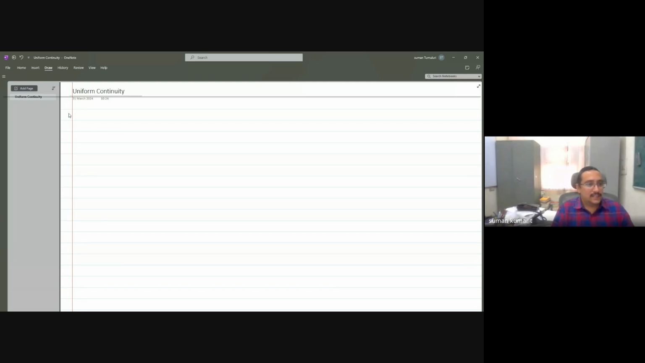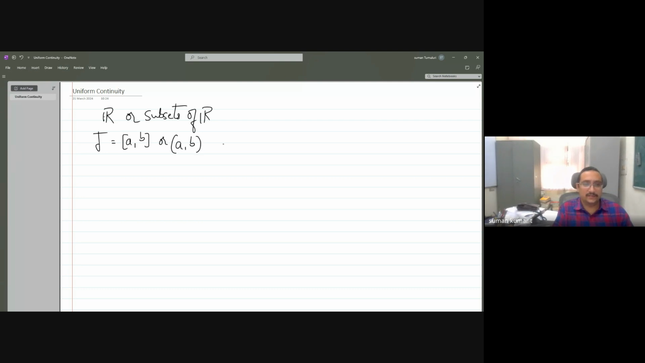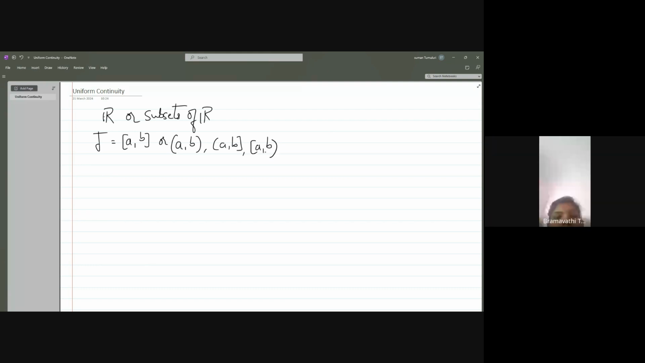Uniform continuity. First of all, let us start with what a continuous function is. Let me restrict my entire lecture to R or subsets of R. In particular, let me restrict myself to subsets which are intervals. A typical notation for an interval is J. So J is of the form either a closed interval [a, b], or sometimes an open interval (a, b), or semi-open, semi-closed. Like that, this is my typical interval.